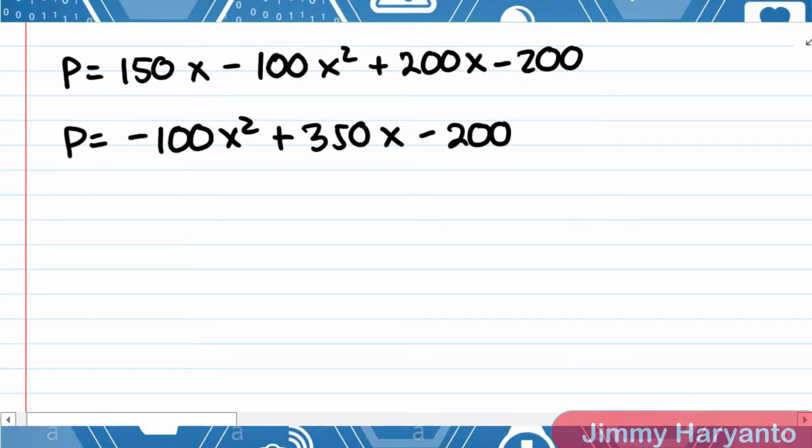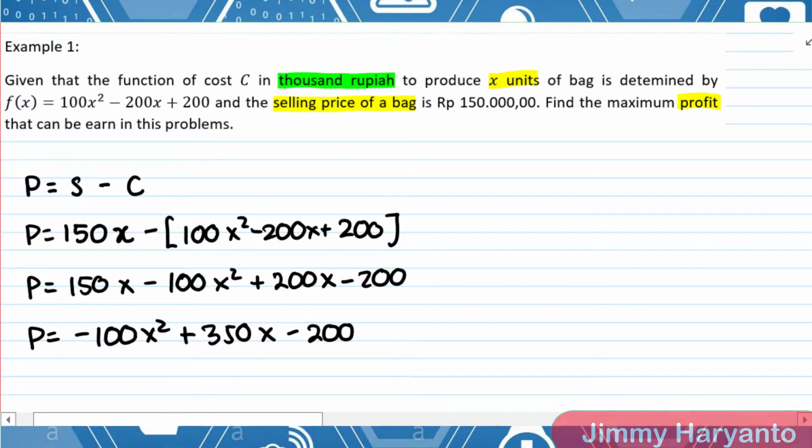There are maximum values and minimum values. That means you have to find stationary points, right? If you read maximum profit or minimum cost, that will be a stationary point.